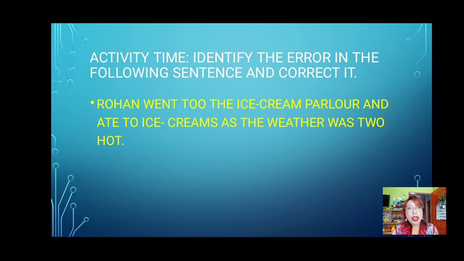Students, can you identify the incorrect words and where they have been placed? Yes. Rohan went to the ice cream parlor, and ate two ice creams as the weather was too hot. Some of you are able to identify the difference and correct the sentence, some of you are not. But please do not be worried, because by the end of today's class, you will be able to identify the difference between these three words and also know their usage. So let's get started.